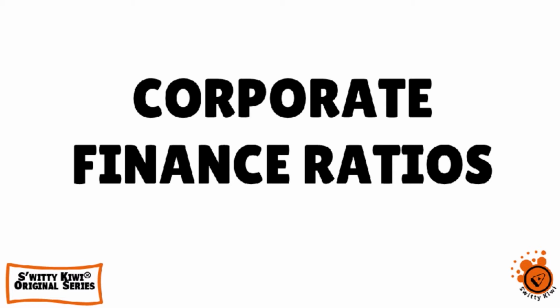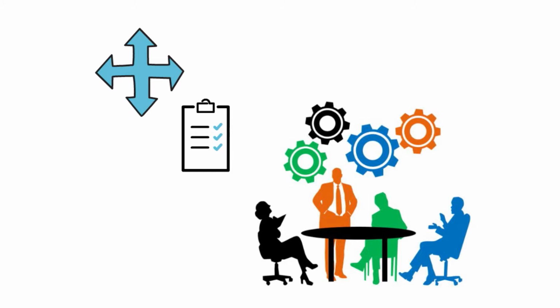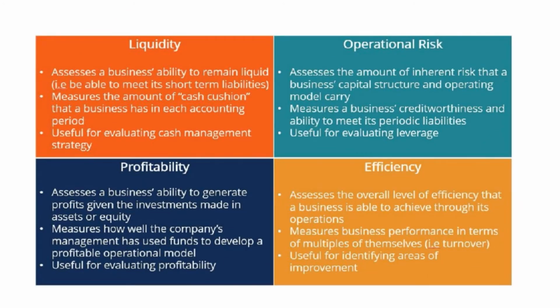They can be broken down into four categories, those ratios, and they allow you to evaluate several aspects of a company's operational performance. So you have liquidity ratios, operational risk ratios, profitability ratios, and efficiency ratios. The differences between these categories are actually explained in the graphic we're showing on the screen right now. So you have liquidity, operational risk, profitability, and efficiency.